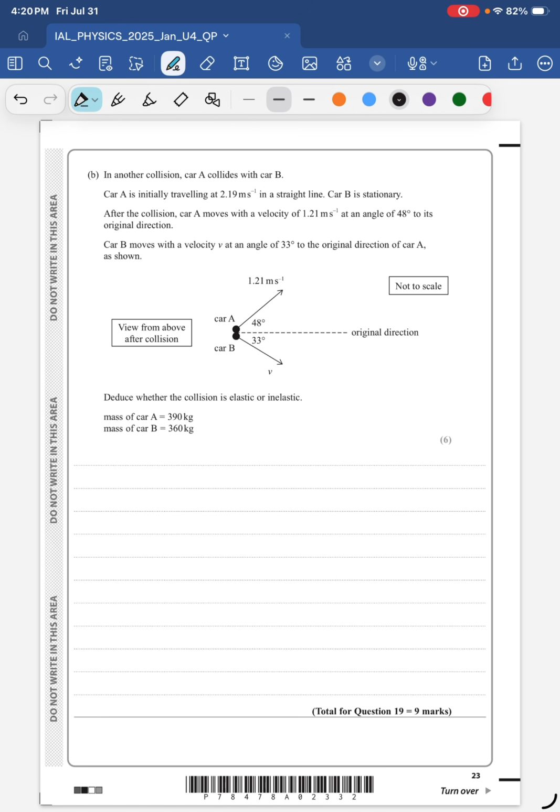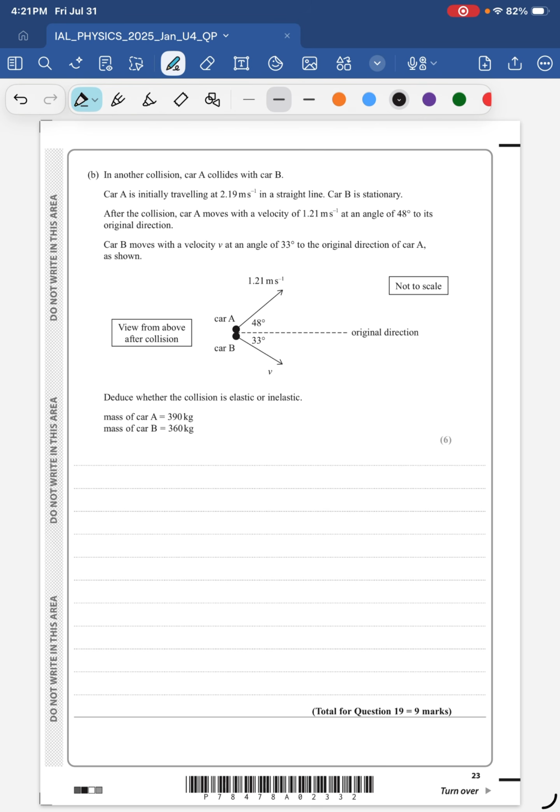In another collision, car A collides with car B. Car A is initially traveling at 2.19 meters per second in a straight line. Car B is stationary. After the collision, car A moves with a velocity of 1.21 meters per second at an angle of 48 degrees to its original direction. Car B moves with a velocity v at an angle of 33 degrees to the original direction of car A, as shown. Deduce whether the collision is elastic or inelastic.